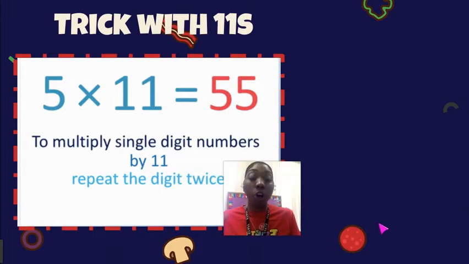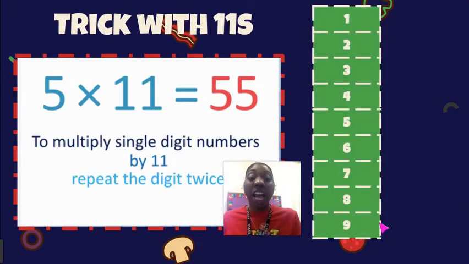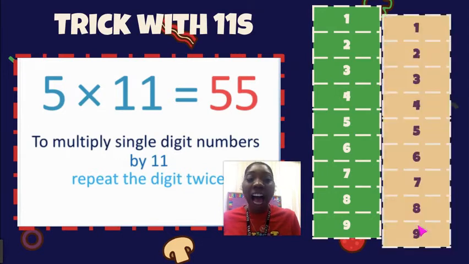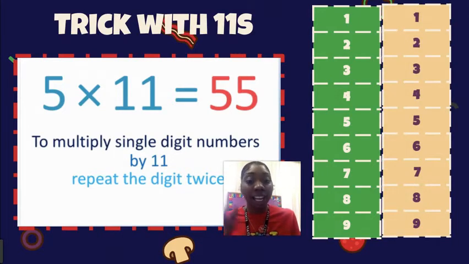So in your notebook or on your whiteboard, let's practice this trick together. I want you to write the numbers 1 through 9. So you're going to do 1, 2, 3, 4, 5, 6, 7, 8, 9. You done? Okay, great. Then I just want you to write the numbers 1 through 9 again, right next to the 1 through 9 that you already wrote. So then I want you to write 1, 2, 3, 4, 5, 6, 7, 8, 9. Boom! Right there, that is our 11 times tables.